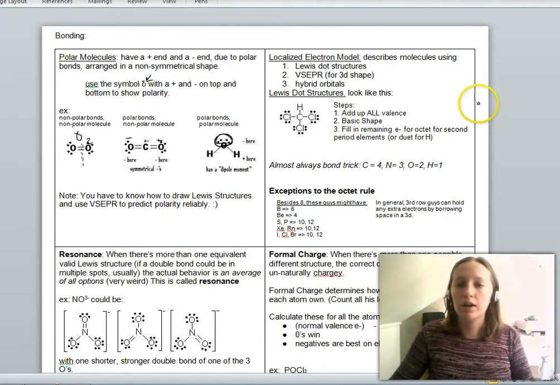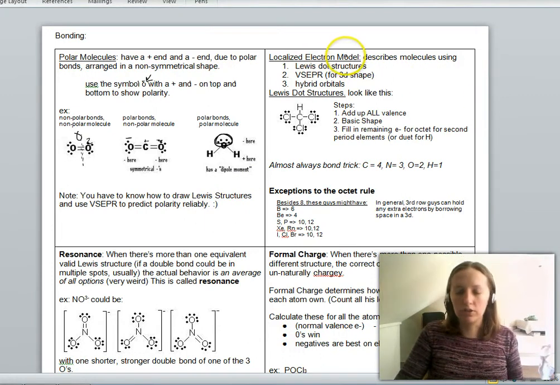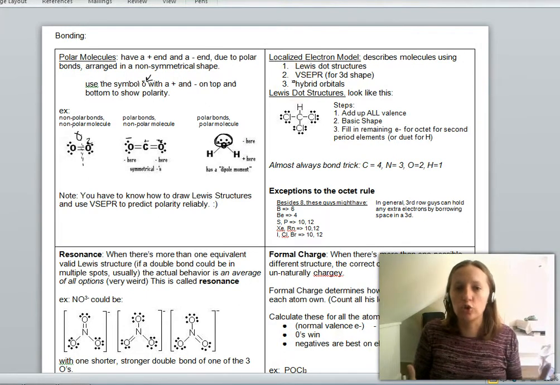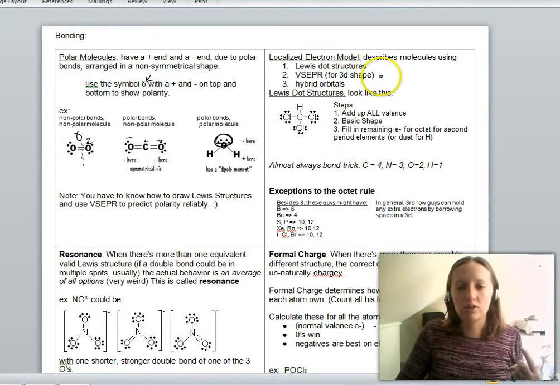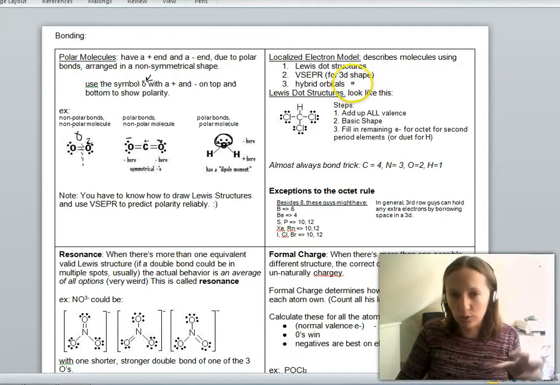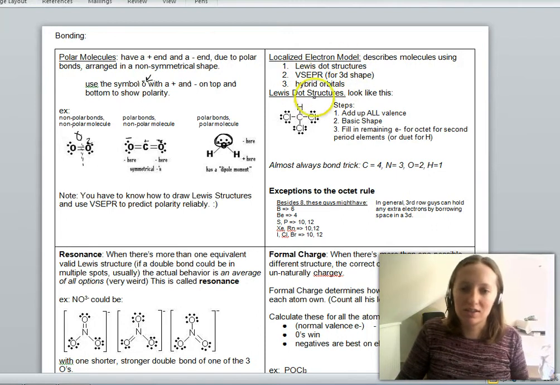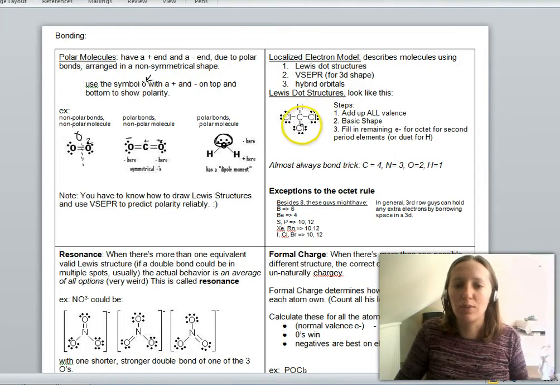All right. The localized electron model is basically the whole description of what the electrons do in molecules when you're using Lewis dot structures and VSEPR for 3D shape and hybrid orbitals to describe exactly what the orbitals are doing with the electrons. All these three things together are describing the electrons that are locally present around each of the atoms and what they're doing in the bonds and stuff.